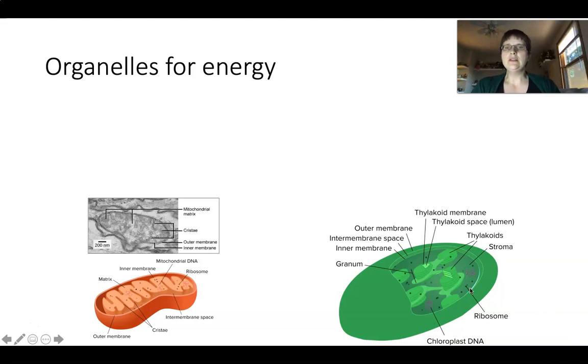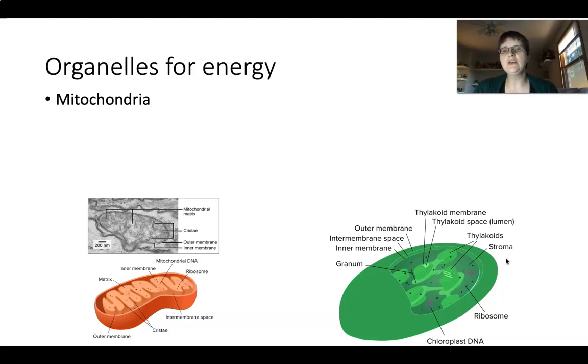So we're going to start off here with organelles, specifically the organelles for energy. So organelles, again, are found in eukaryotic cells. So those cells that have nuclei or nucleus for storing the DNA. So nucleus is one organelle. The organelles for energy are the two that we have here.